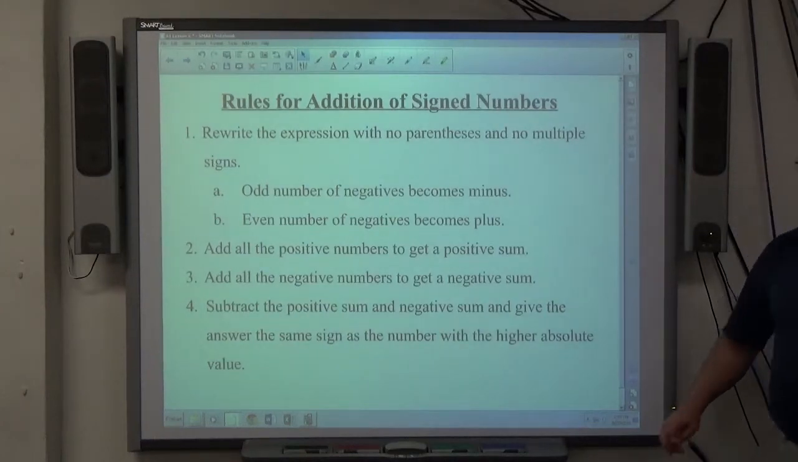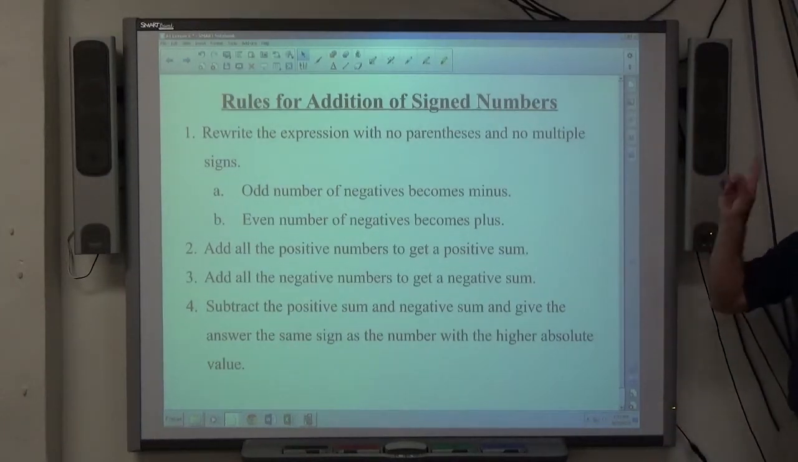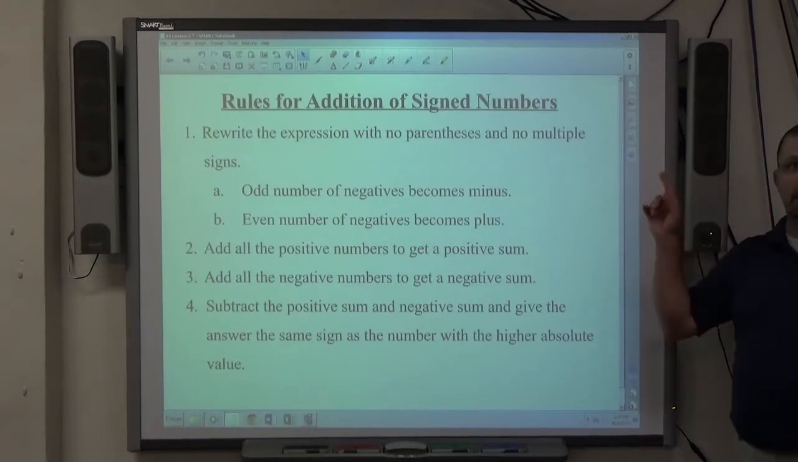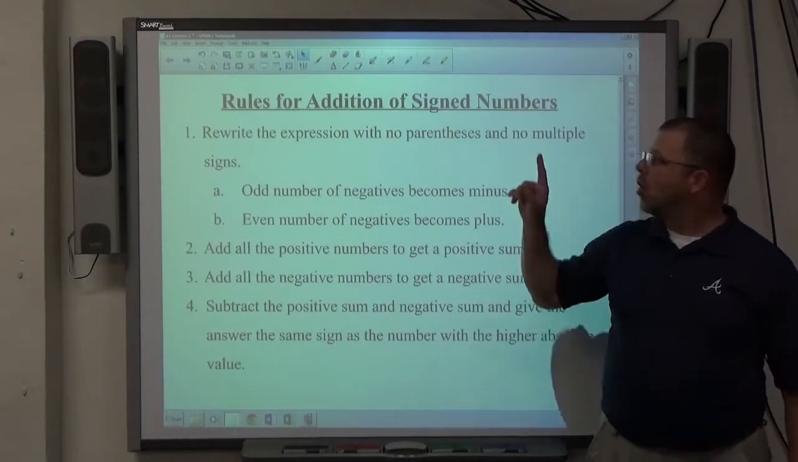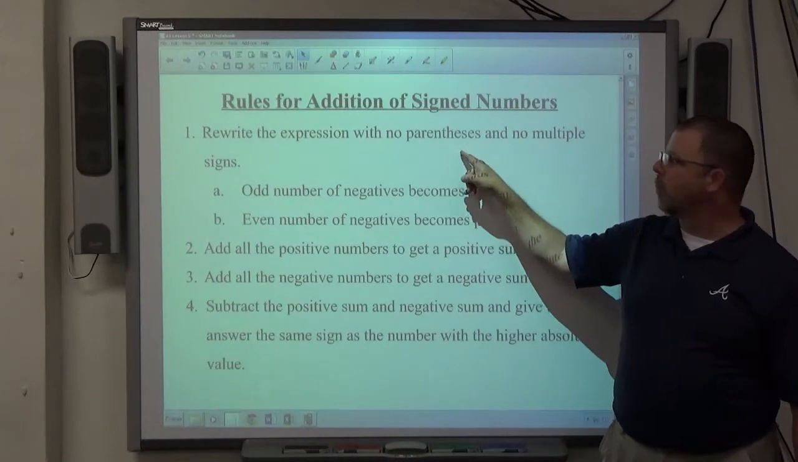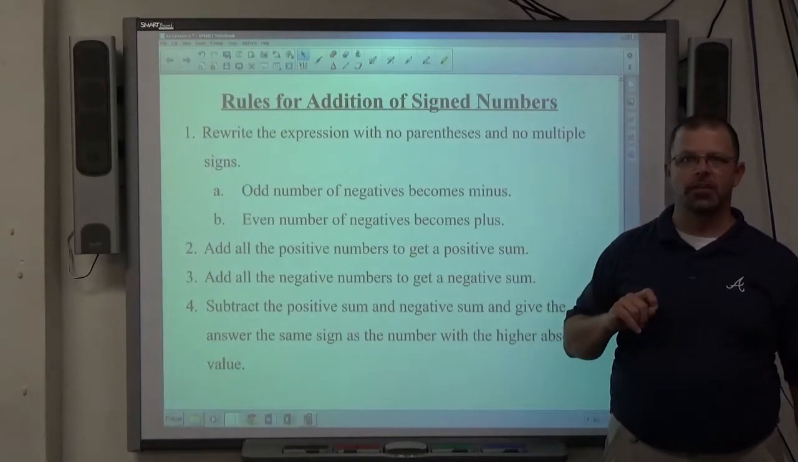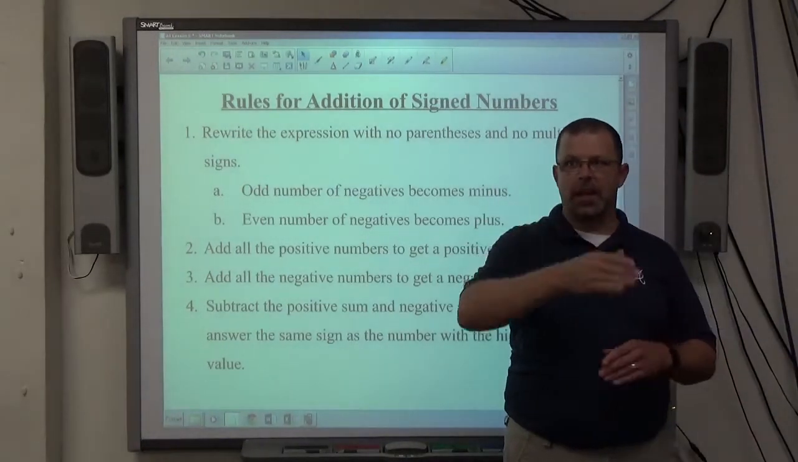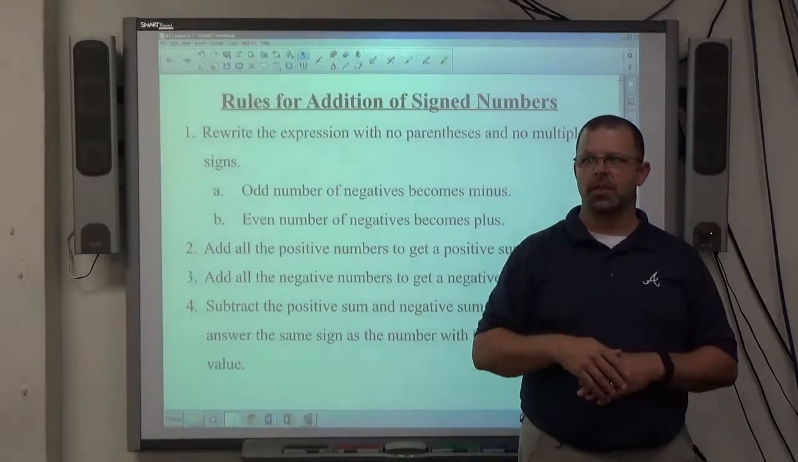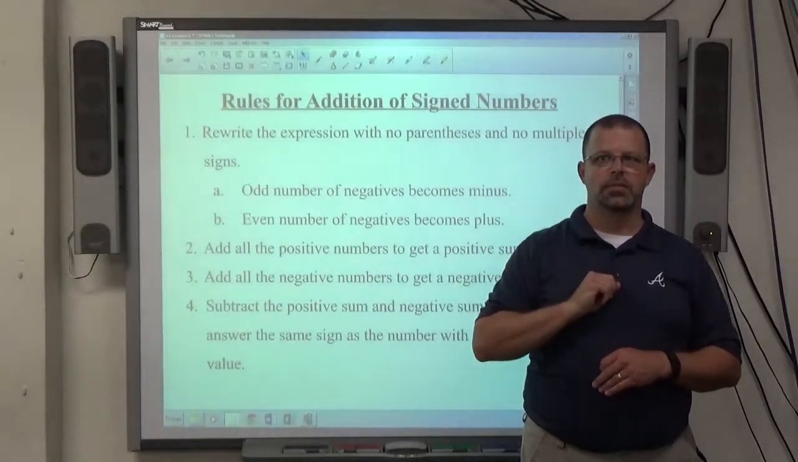Rules for addition of signed numbers goes like this. Number one, very first step, this is the step that people don't do. Rewrite the expression with no parentheses and no multiple signs. What I mean is plus negative isn't there anymore. Make it minus. Minus negative, make it plus.